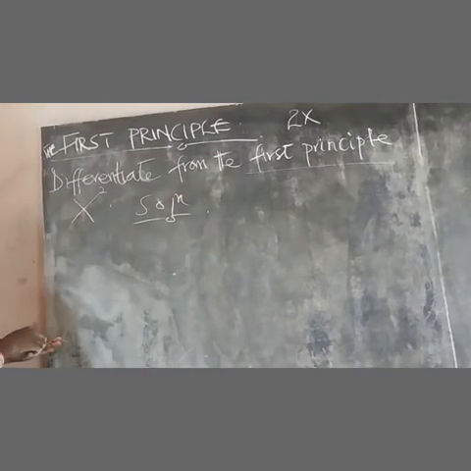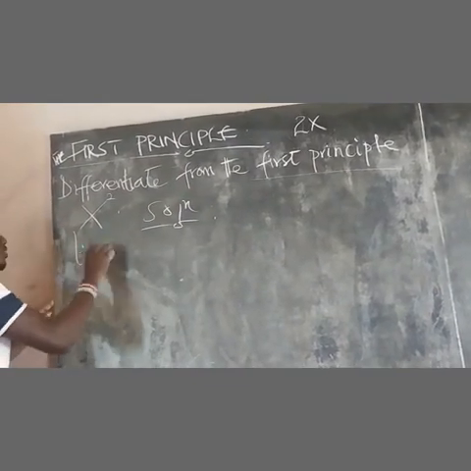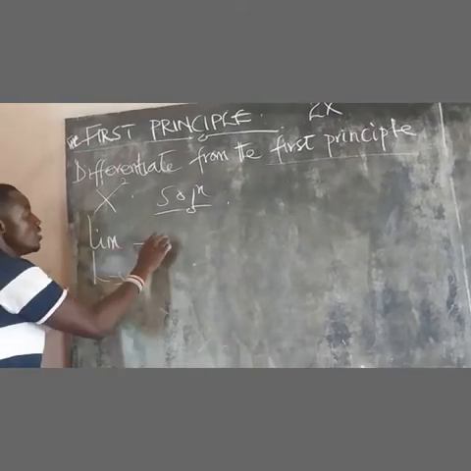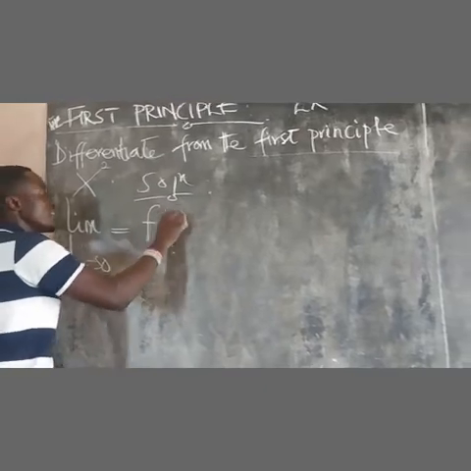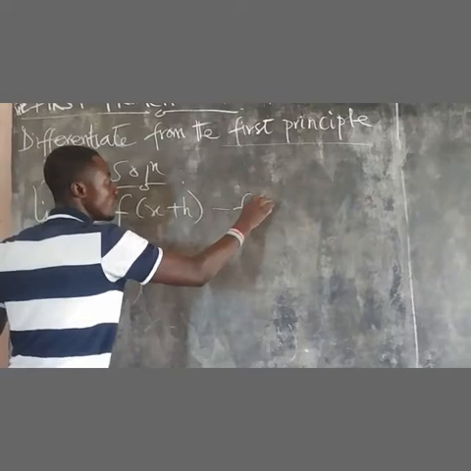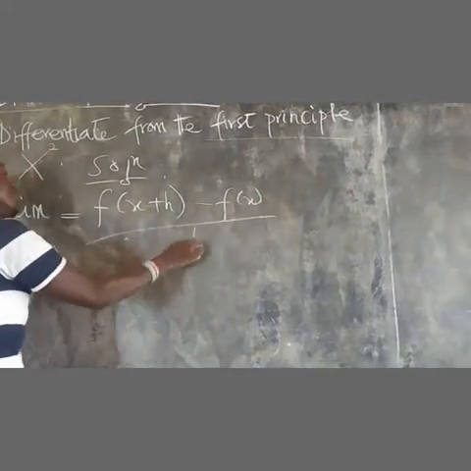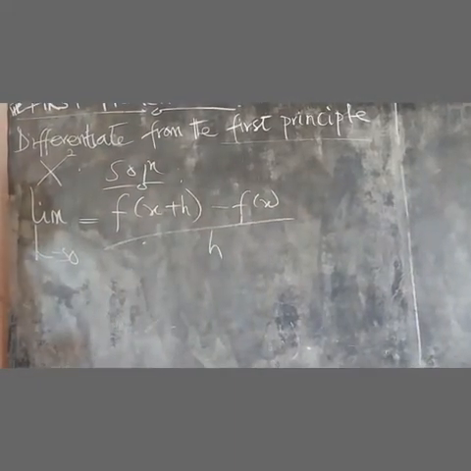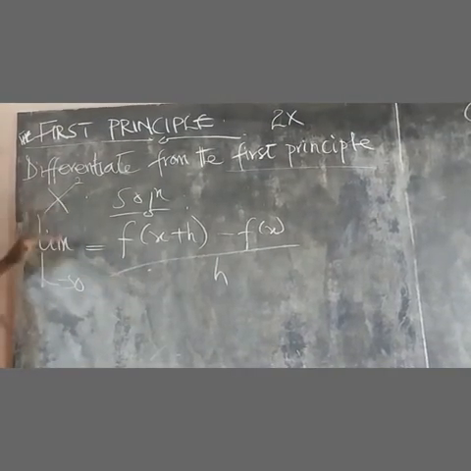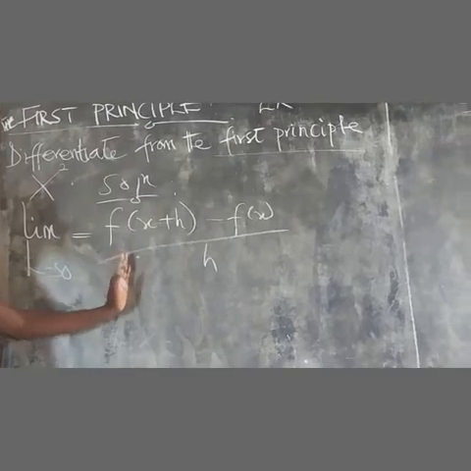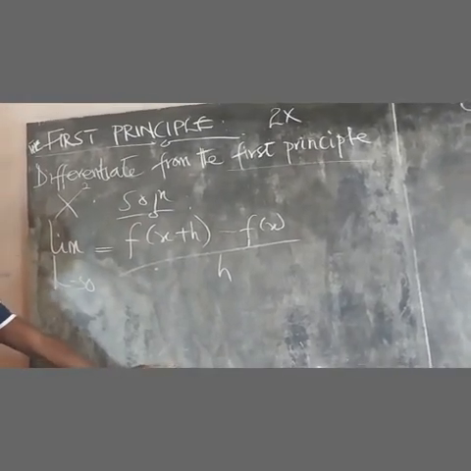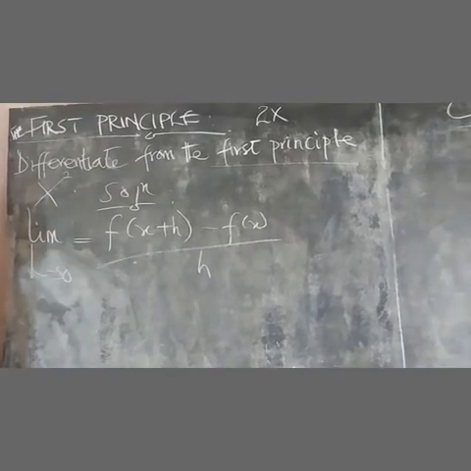What is the first principle? It says that the limit as h approaches 0 is equal to f of x plus h minus f of x, all divided by h. It's very simple. So we have two sides of the equation. You are not going to use the left side. So let's consider the right side of the equation to differentiate.